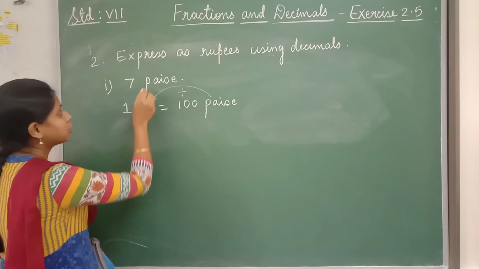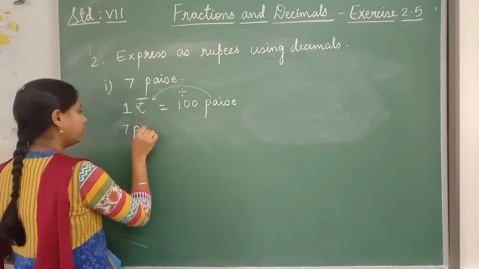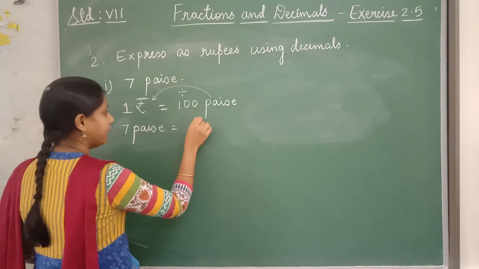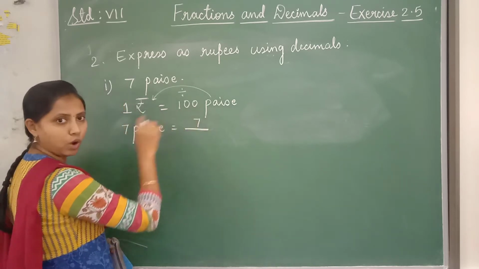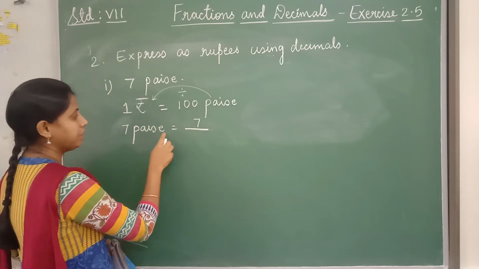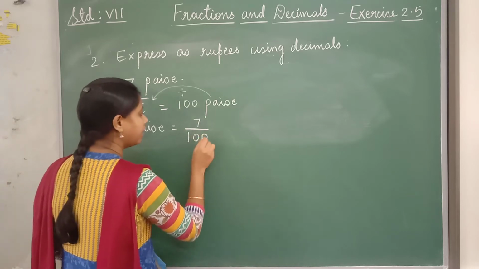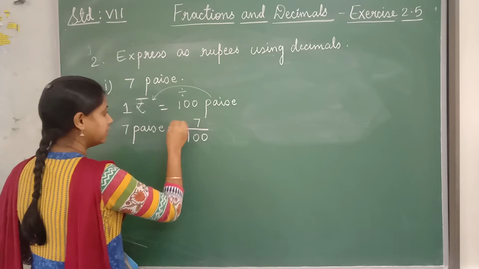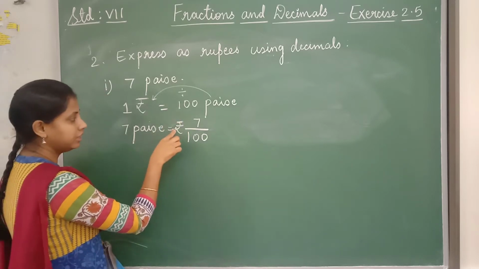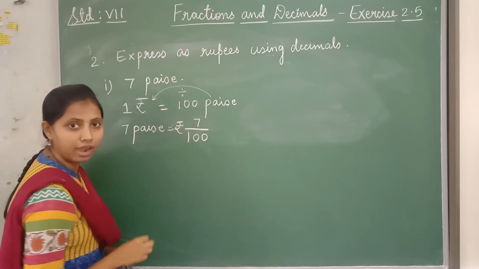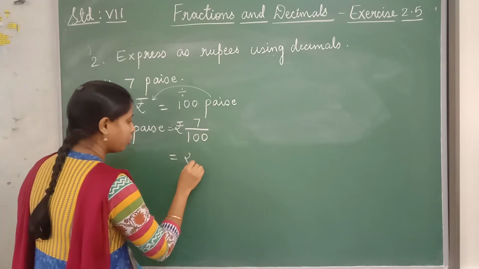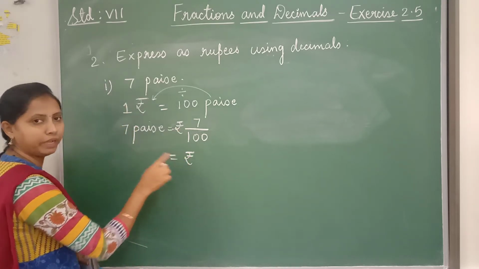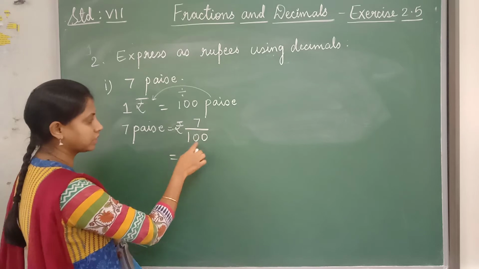Okay. So 7 paise will be equal to, we have to divide, 1 rupee is equal to 100 paise. So 7 paise is equal to 7 upon 100. That is, 7 paise will be nothing but rupees 7 upon 100. So what is 7 upon 100? This is the symbol for rupee. You have to write this symbol only. Okay. So 7 upon 100.